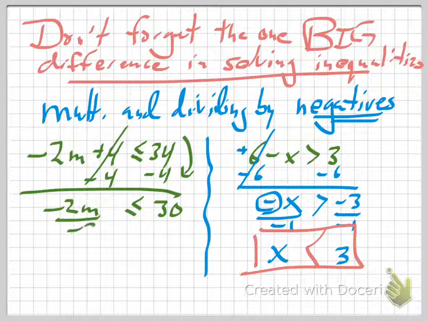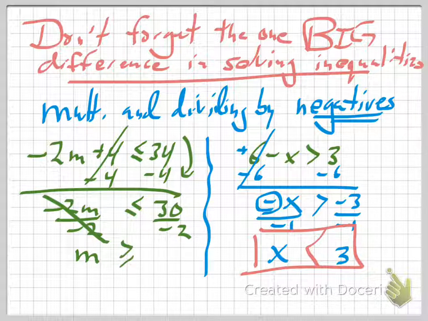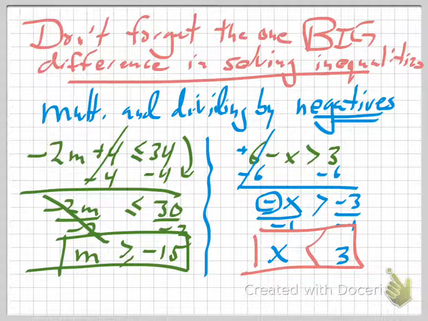Divide both sides by negative 2. Be very careful about the signs, all 3 parts. Negative 2m divided by negative 2 is just plain positive m because the negative 2's cancel out. The less than or equal to is going to switch to greater than or equal to because I divided by a negative. And 30 divided by negative 2 is negative 15. So we get m is greater than or equal to negative 15. That's what you should have gotten, so double check, and that's what your work should look like.